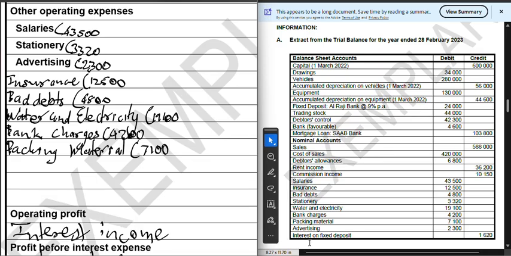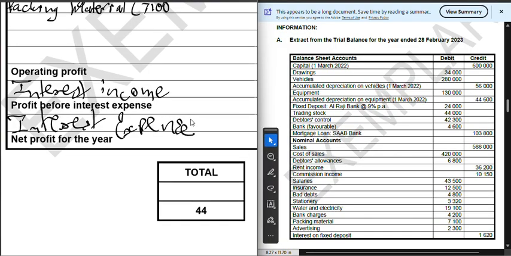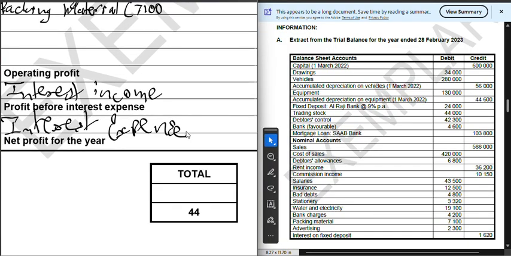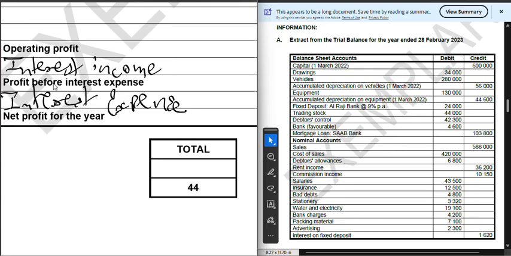That is going to be your interest on fixed deposit. So we go down to interest. Remember that we wrote this before everything, because we know that in our income statement we use note number 1 and note number 2. So if note number 2 is interest expense, and it says here profit before interest expense, that means after profit here is going to be interest expense, then you have profit for the year. So interest expense, interest income.